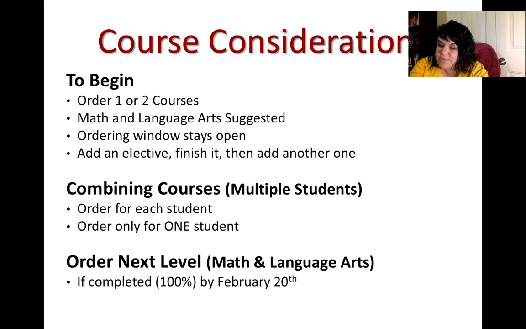You do have the option to order the next level of math and language arts in the same school year if your current course is completed to 100% by February 20th. So if you have a 4th grader who is struggling with math and you order 3rd grade math and your goal is to move on to 4th grade, all you have to do is complete your 3rd grade math by February 20th, and you can order the 4th grade math in the same school year. This applies to math and language arts only.